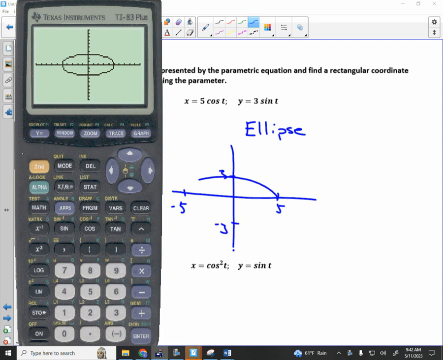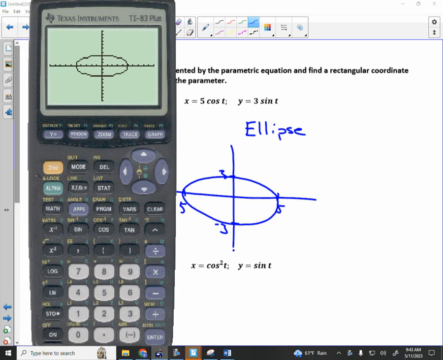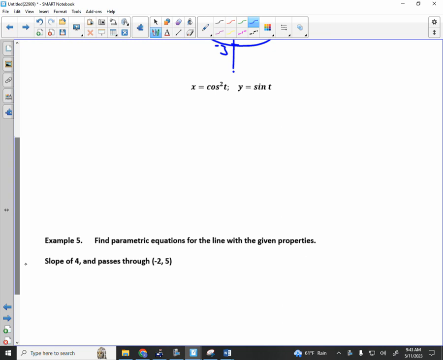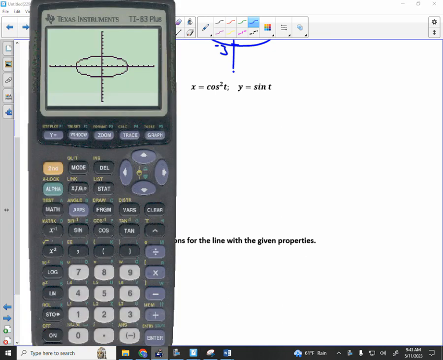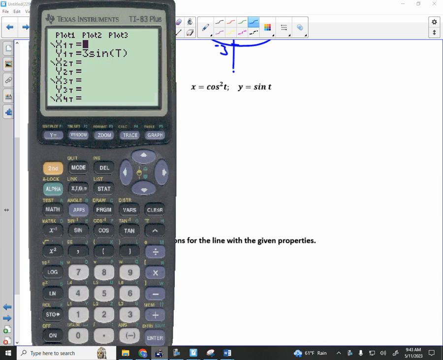And so, we just talked about ellipses and hyperbolas. So instead of writing them as x and y functions, you can write them using t as a parametric equation as well. This last one here, before we get to our final problem, we're just going to graph this one. We're going to graph cosine squared. So I'm going to put parentheses cosine of t, and then I will square it. And I'll graph sine.